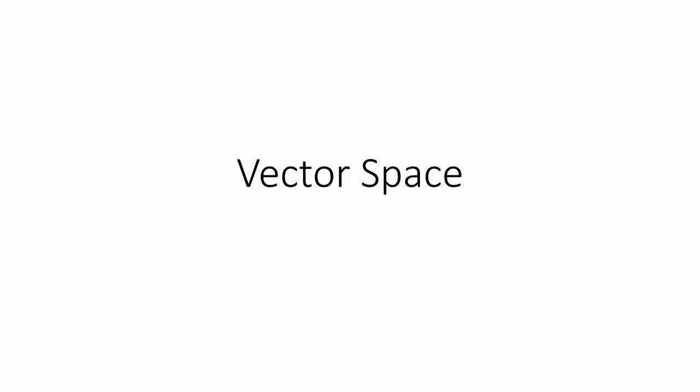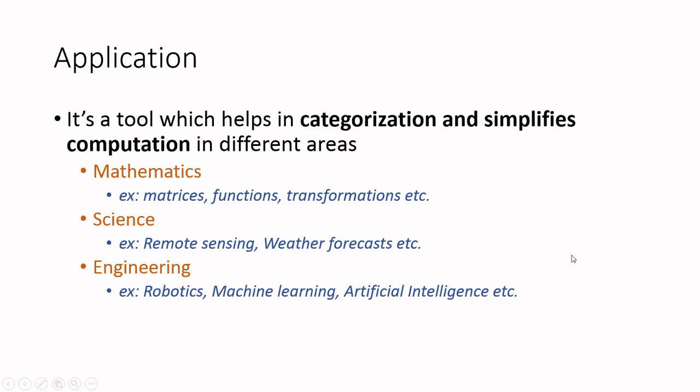fight the pandemic. So let us delve into the basics of vector space. So vector space is nothing but a tool which helps in categorization, and this categorization helps in simplifying computations. Vector space has a wide range of applications, starting from mathematics to science and engineering. You might have heard of artificial intelligence, machine learning, robotics, remote sensing, weather forecast. All these areas use vector space to simplify computations and better understand the physics or science behind different processes.